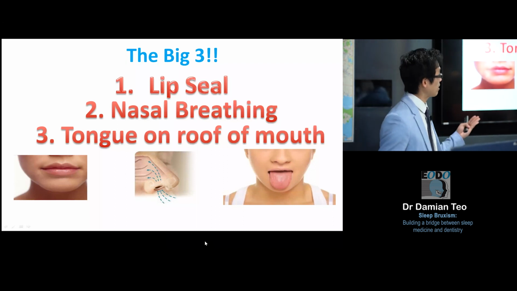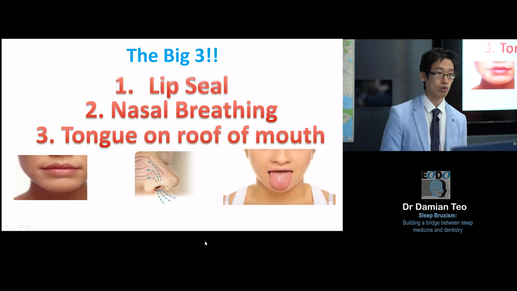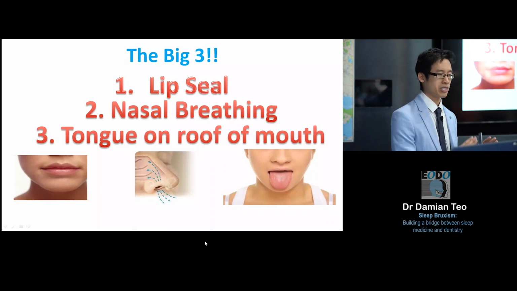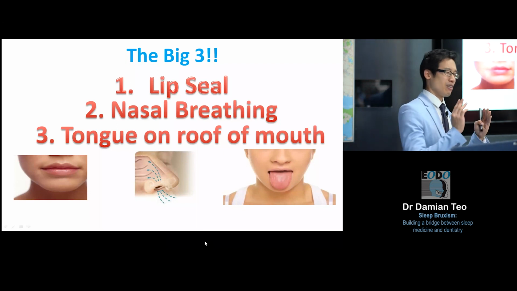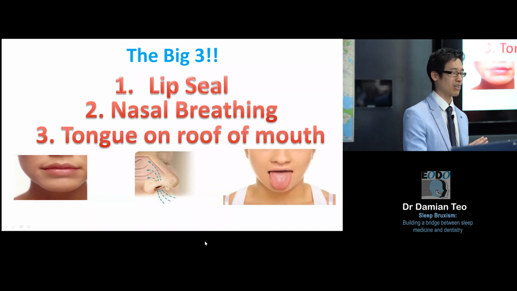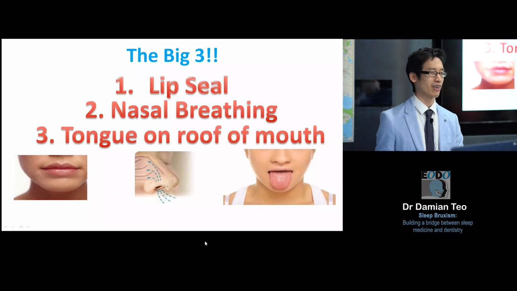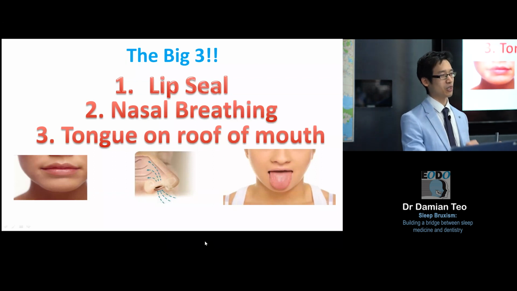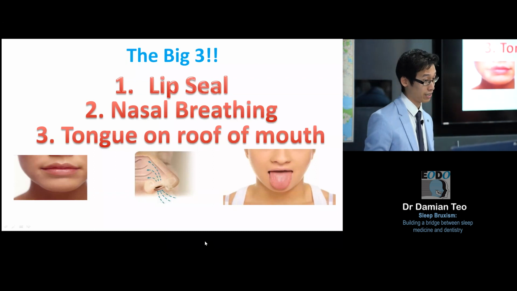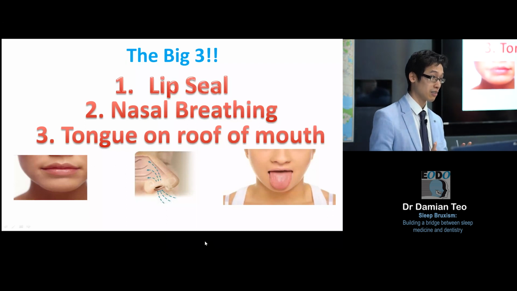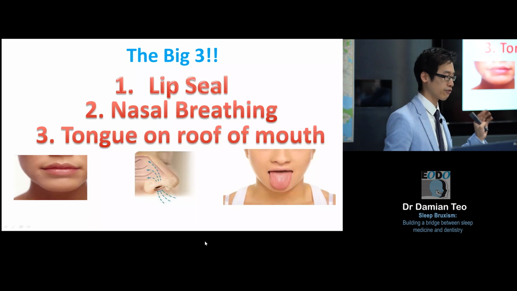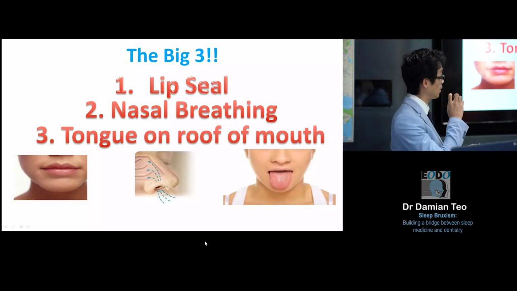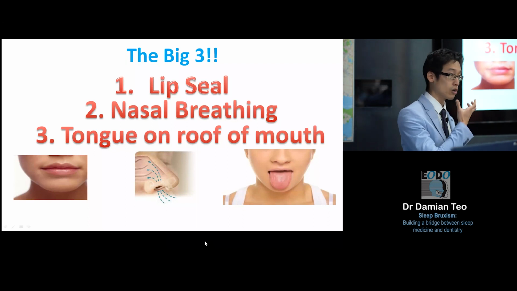So what we need to teach our patients is how to keep their jaw relaxed. If we tell our patients, I want you to focus on not clenching or grinding, chances are they will keep clenching or grinding, because the brain will always do something it's told not to do. So if I tell you not to think of elephants, you're all going to think of elephants. If I tell you not to clench and grind, you're all going to clench and grind. So I tell my patients, always think of the big three, which is having your lips closed, breathing through your nose, and the tongue on the roof of the mouth.